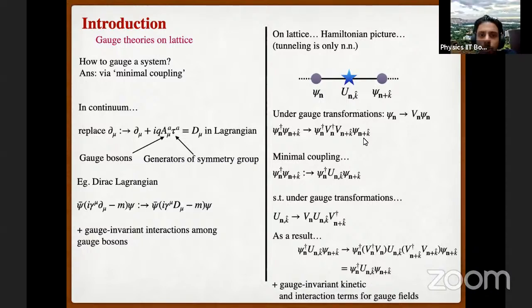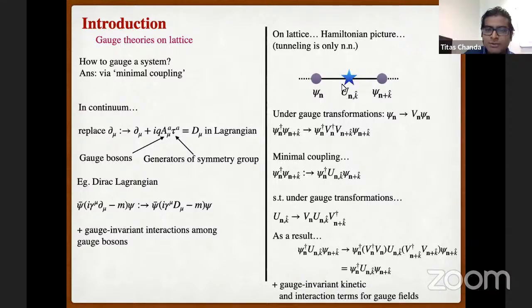Okay, so for instance, like Z2 and this kind of group. Exactly. So for Z2, it will be like sigma X. Okay, thank you.